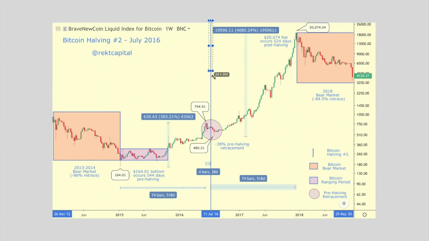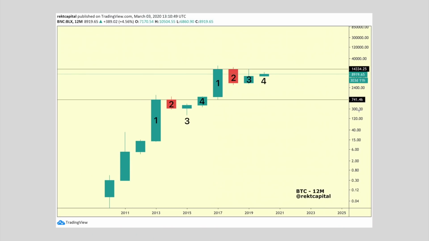We see after the halving, this is the halving right over here, after the halving we see a 4,000% increase towards the upside, and the halving occurs in mid-July 2016, but in fact we see an all-time high of 20,000 in 2017, so a year afterwards, or at least in the year following the halving. So in terms of these 12-month candles for Bitcoin, once we see a close in number 4, this is the year to do it. This is the year to do it because we've seen that right over here.